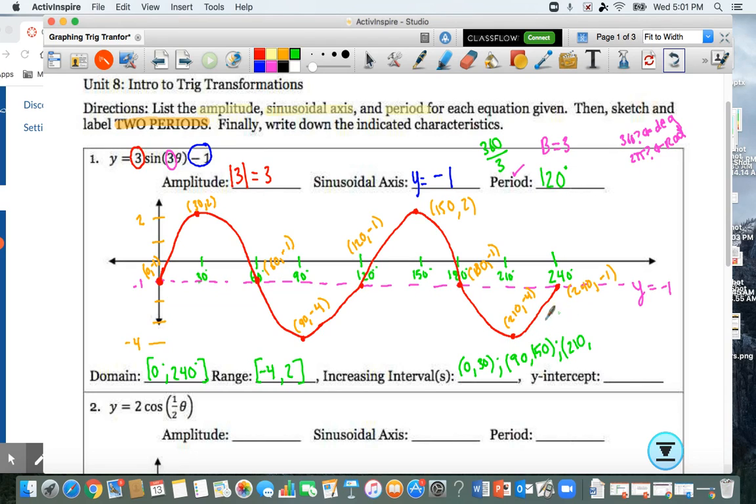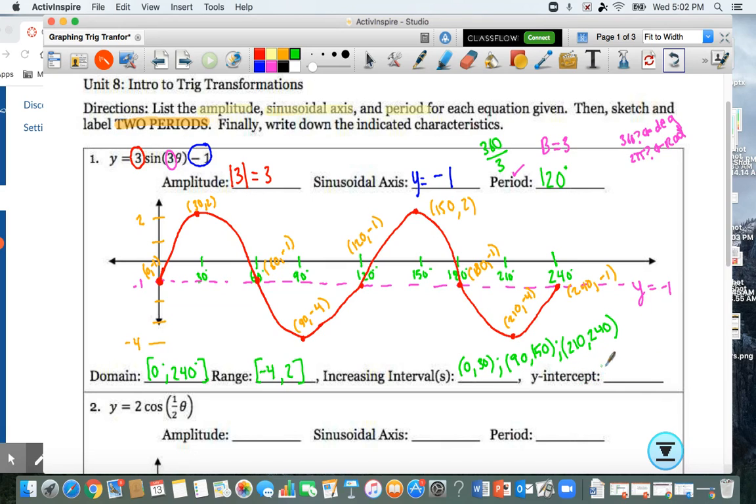Oh, wait, no, but it's a restricted domain. So 210 to 240. Okay. And if it kept going, I think it would increase even for a little bit longer. It looks like maybe even another 30 degrees. And then it would probably decrease. Okay, so it just keeps repeating.